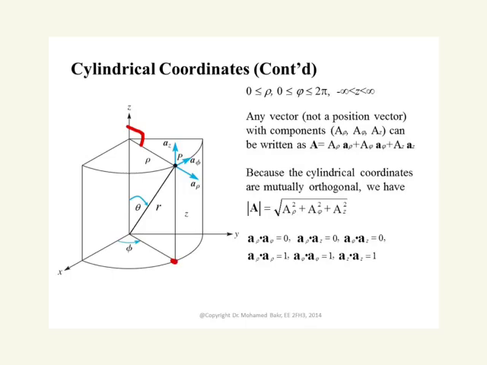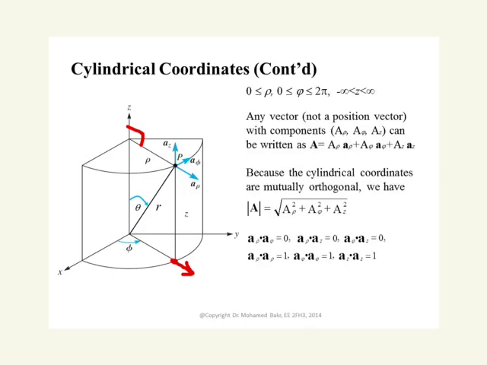Phi, this angle, is found if I project the point B on the xy plane, I get this point, and this line from the origin makes an angle phi with the x-axis. Phi, of course, can increase from 0 up to 2 pi. You can move the point all the way around this circle to 2 pi. Z can be anything from minus infinity to infinity.